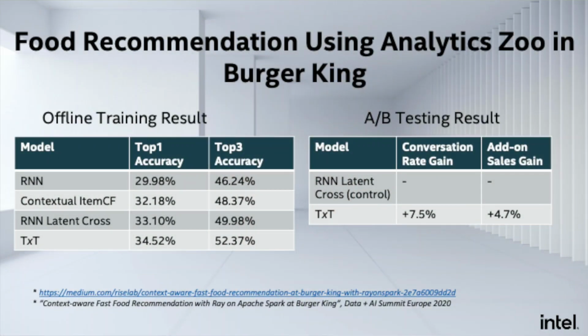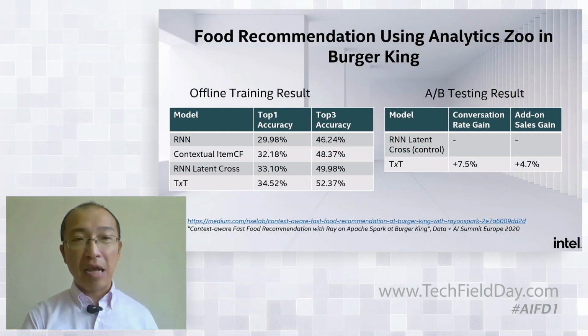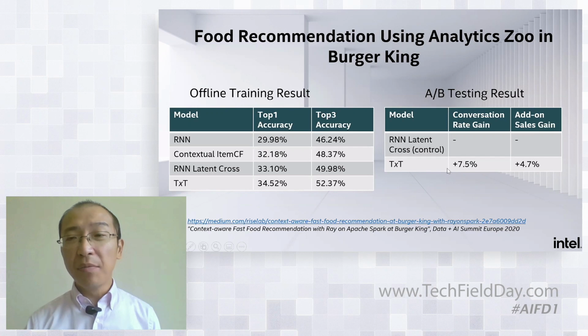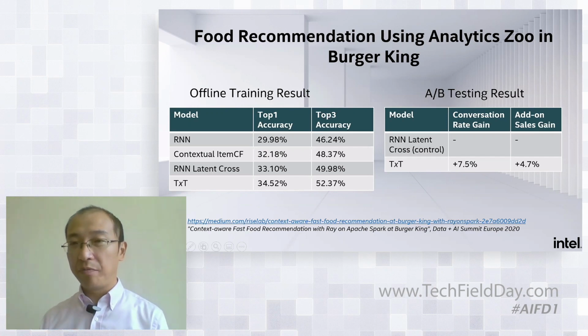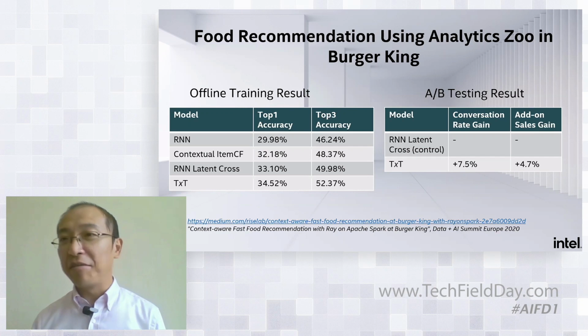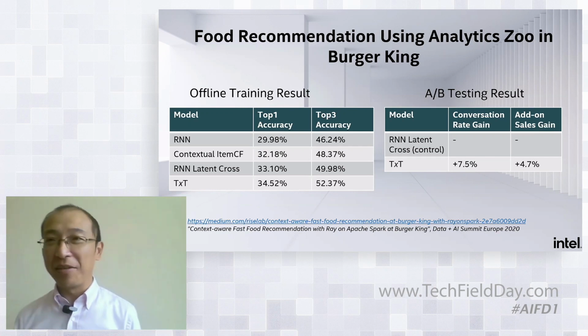So this is the result showing the offline prediction accuracy with different models, and they are also doing A/B testing here to see the improved conversion. They are based on improved conversion rate and add-on sales gain. Likely you are going to take their recommendation, and this shows the additional sales they can get through this recommendation.